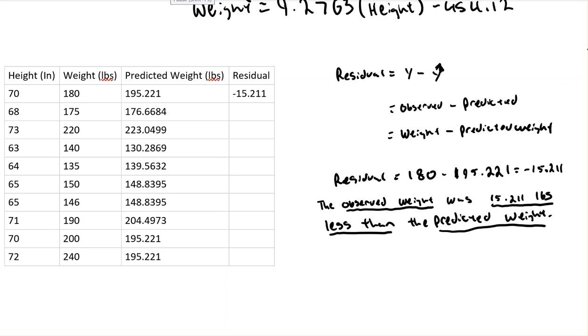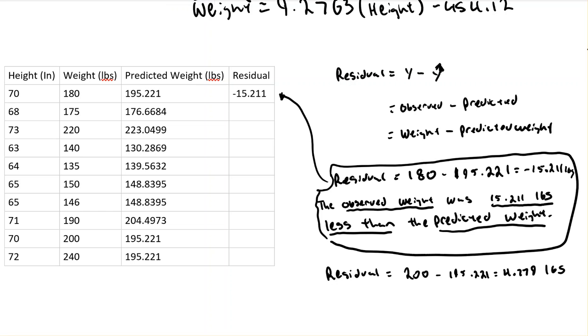So, unlike your predictions though, residual is going to change based on your observations. So because my residual for this first data value was negative 15.211 for somebody with a height of 70 inches, that does not mean I will have the same residual for a different individual that is 70 inches tall. So because my second individual in my data set who was 70 inches tall weighed 200 pounds, for that data value, I would have a residual of 4.779 pounds. Even though I had an individual with the same height as before, I have a different residual because the weight was different for this person.